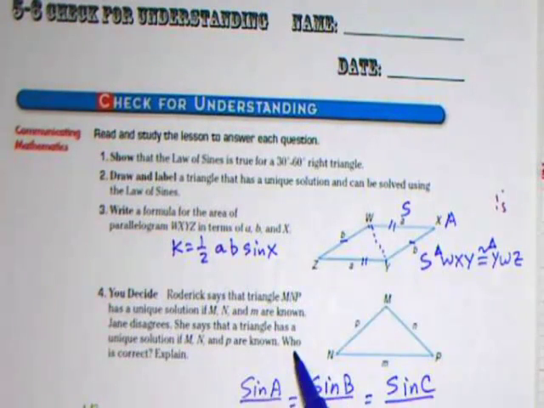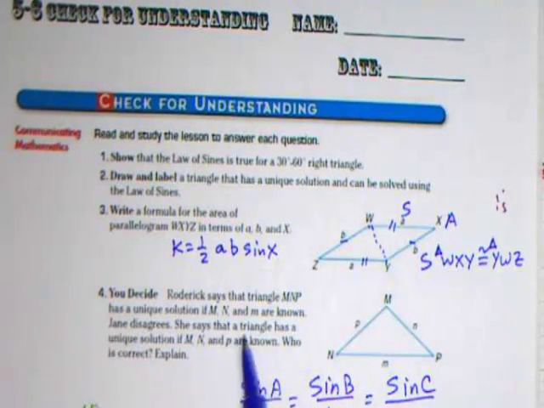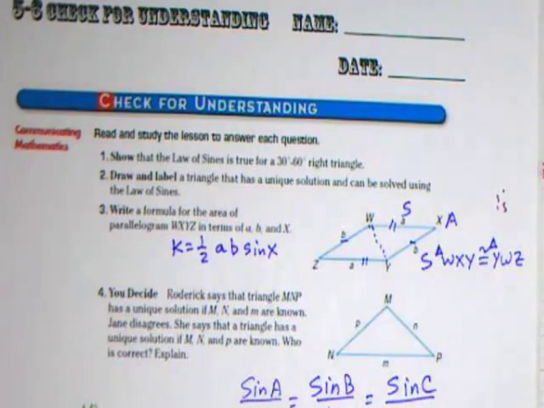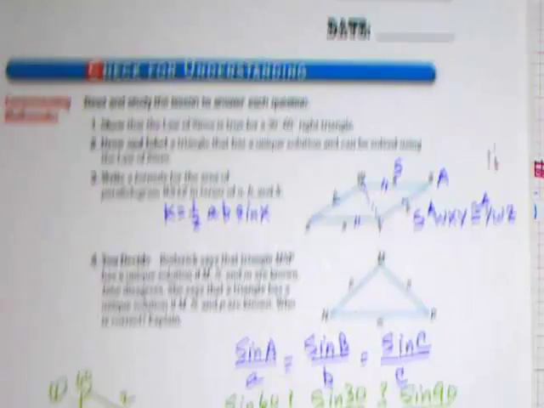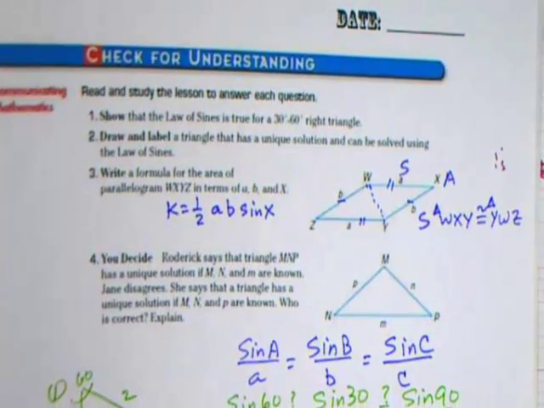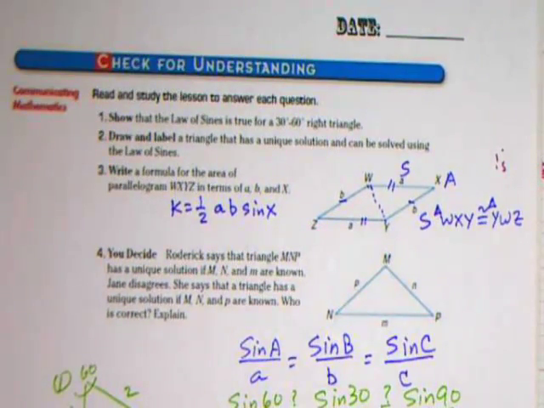This other number 4 is something to think about. MNP has a unique solution. If you know M, N, and M, and basically, look at what they're saying there and think about the law of sines formula and also the area formula, and see if either Roderick is correct or if Jane is correct for disagreeing. And the important thing is here who is correct, and you need to explain why they're correct.